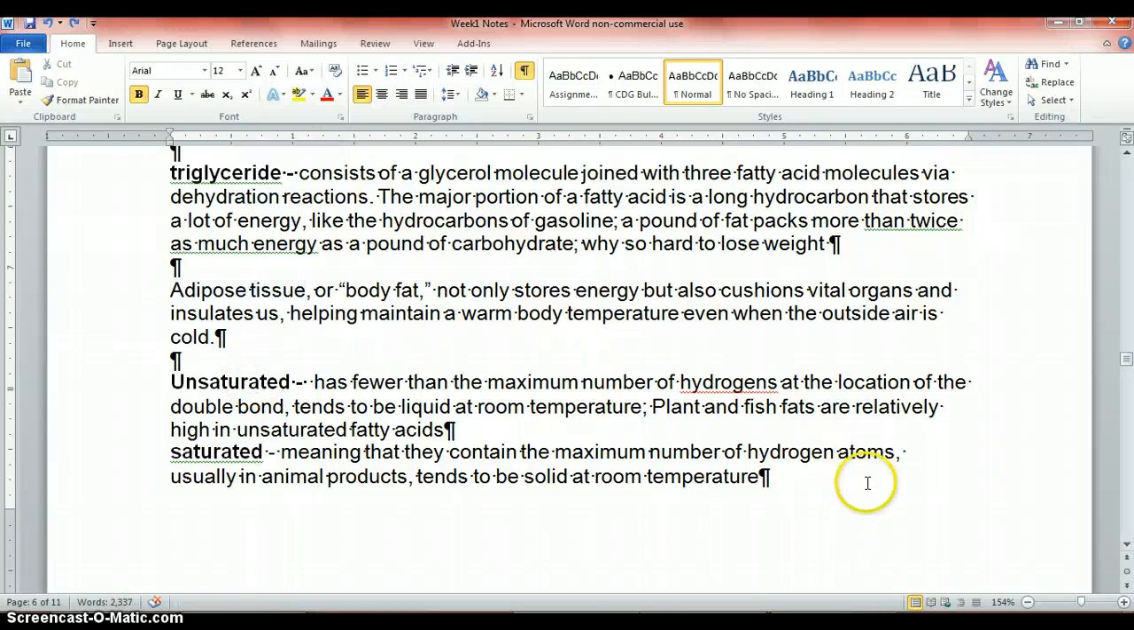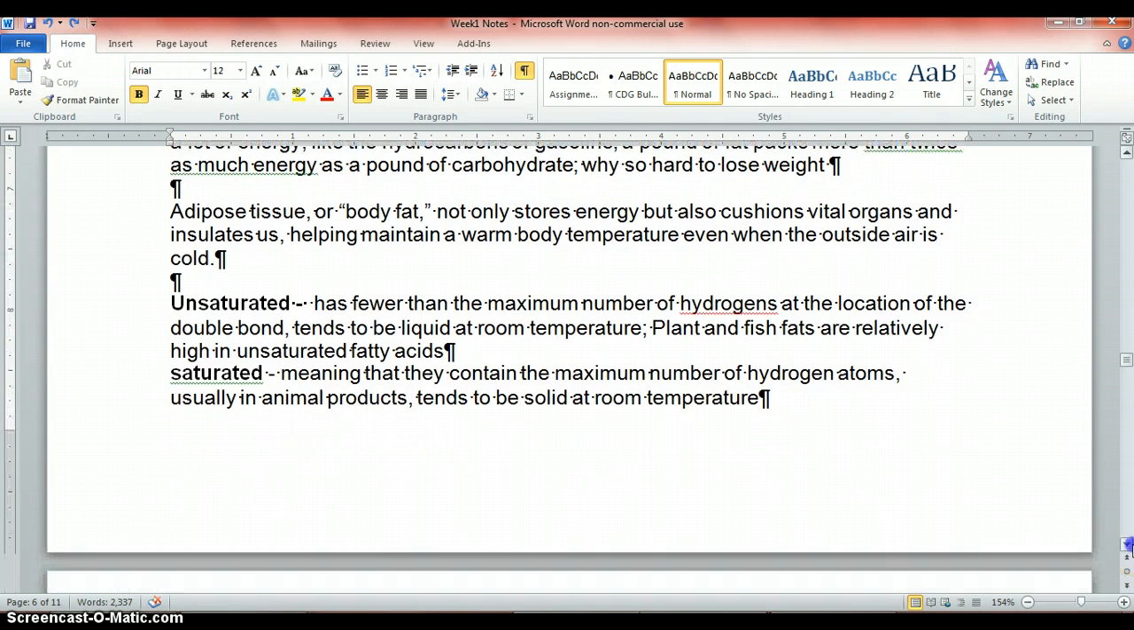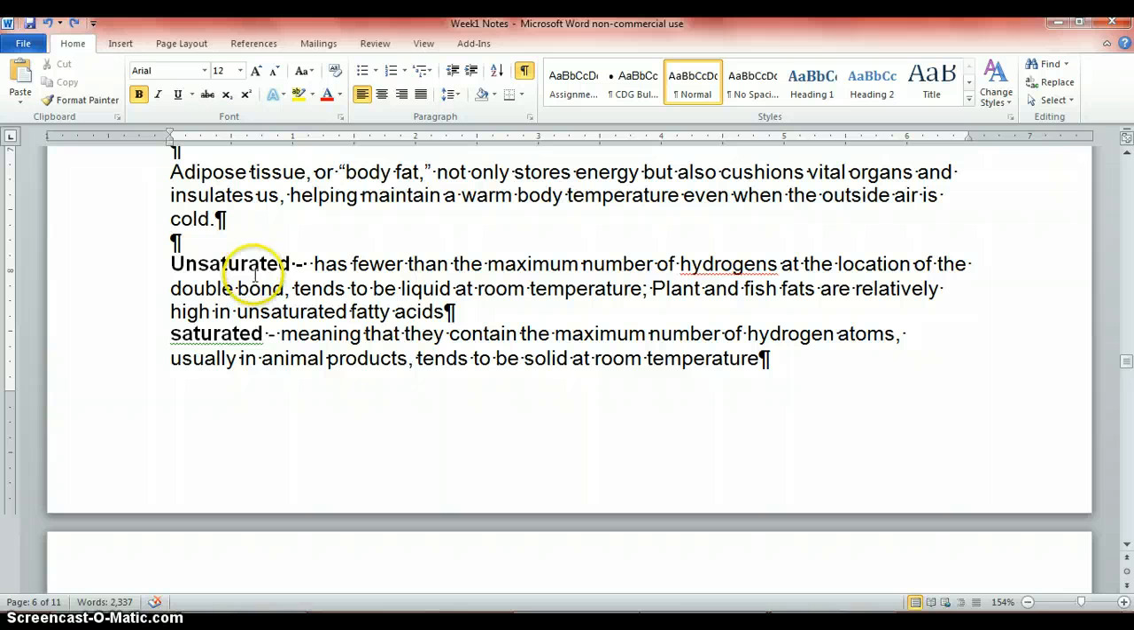So if we look at specific types of fat, there's 2 types that are typically talked about. That's unsaturated and saturated. Unsaturated means it has fewer than the maximum number of hydrogens. Remember, each carbon is typically surrounded by hydrogens. This means that somewhere in there there's a double bond to a carbon, so it doesn't have the maximum number of hydrogens. These are plant and fish fats typically, and at room temperature they'll be a liquid. These are also considered healthier.